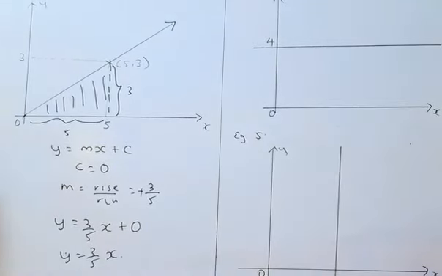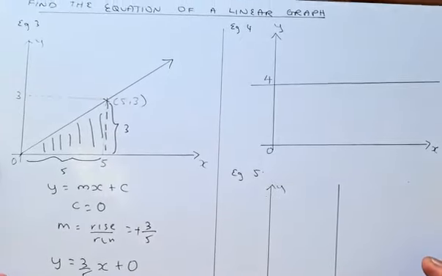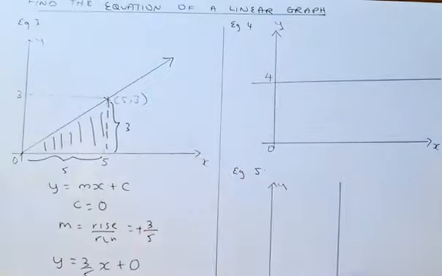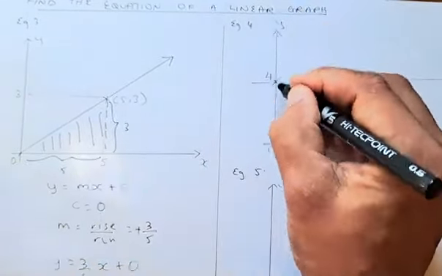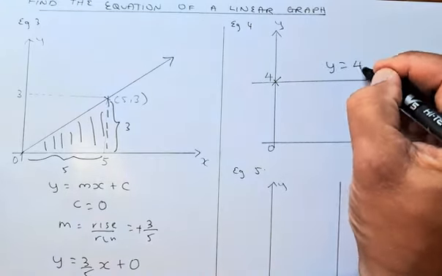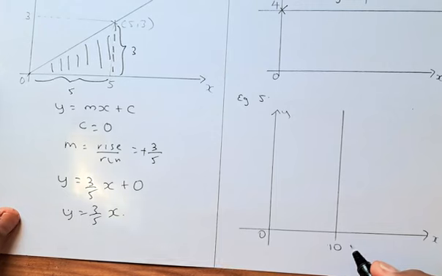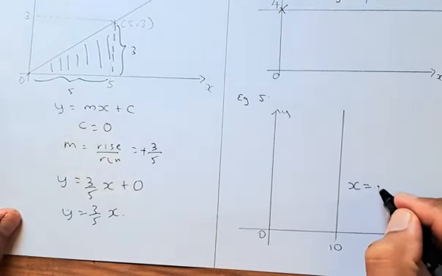Okay, got it? Great. The last two examples are very simple, but most people get them wrong, which is very sad. If you have a horizontal line across there, you don't have to do any of this. It cuts the y-axis at 4, so the equation is y equals 4. That's all. And on the other hand, if the line cuts the x-axis at 10, then the equation is x equals 10.